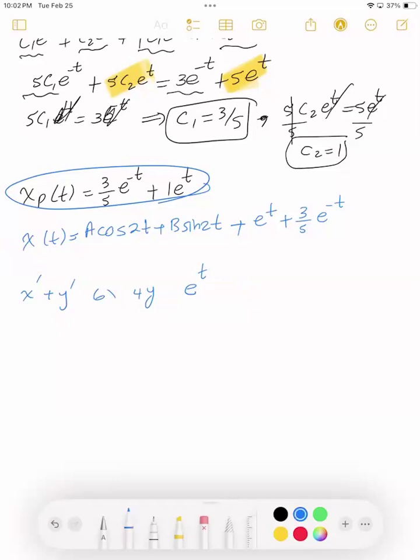So what we had was x prime plus y prime is equal to minus 6x minus 4y plus e to the t. What I want to do is, since I want to solve for y and I want to use a substitution, I'm going to move everything to this side and move y to the other side. So I want to subtract x prime, subtract y prime from both sides.